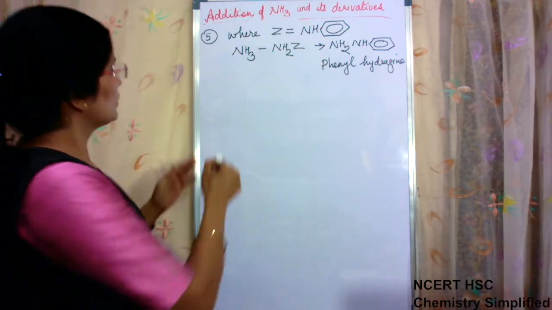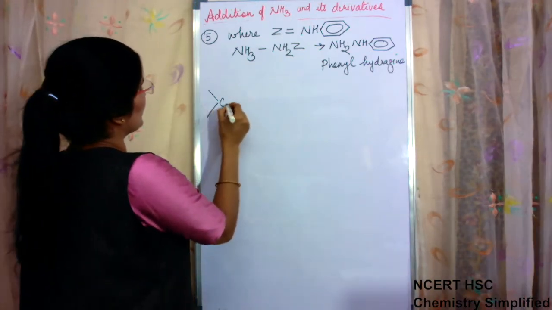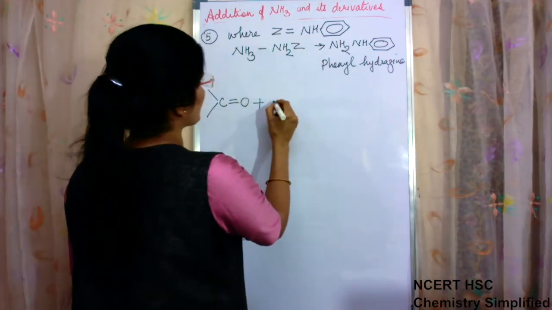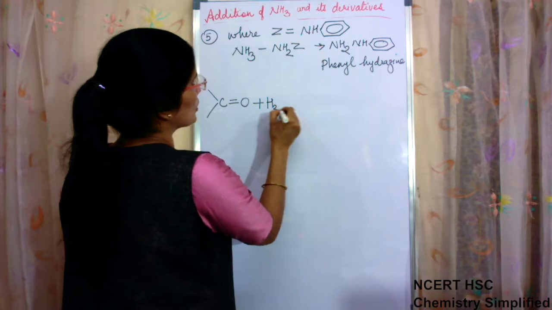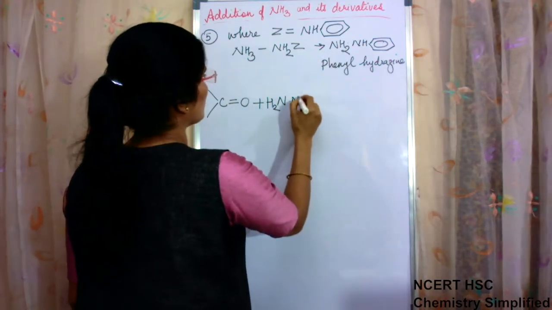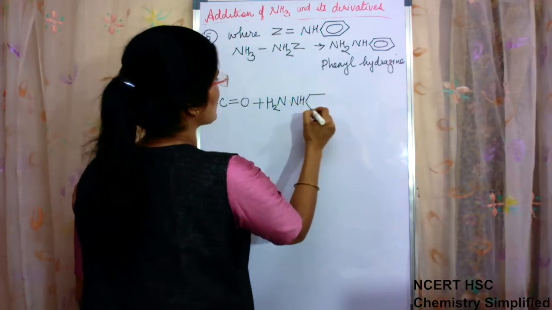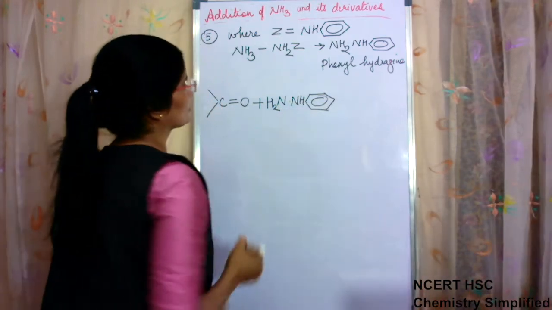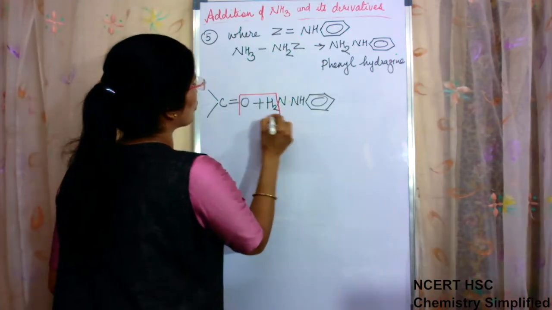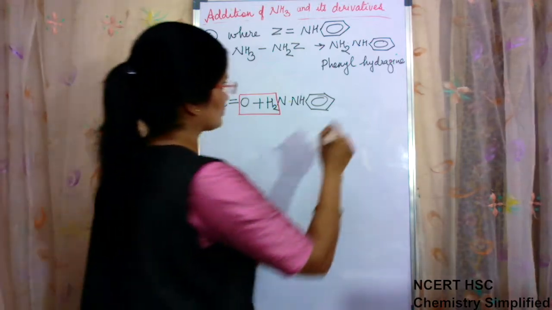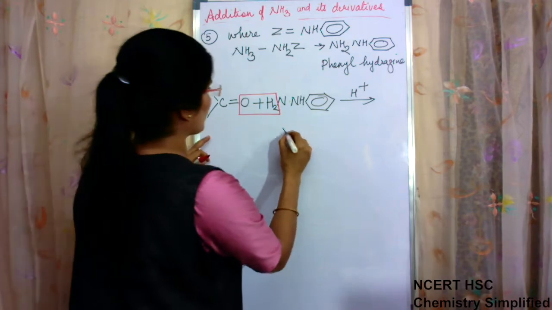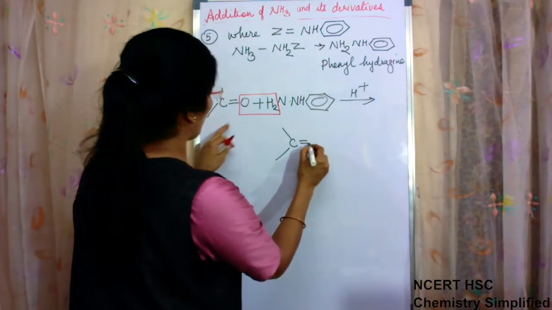Okay. Now the reaction of this aldehyde or ketone with phenyl hydrazine: H2 is written in front of N, and then the remaining NH and benzene ring. Again the same thing will happen. A water molecule is lost in presence of acid to form the product with a double bond.